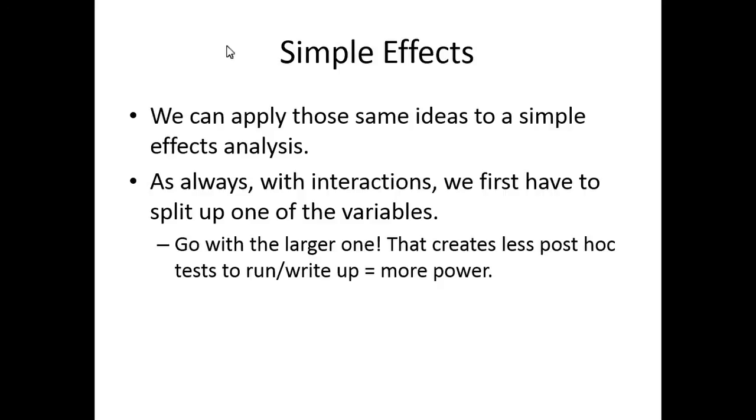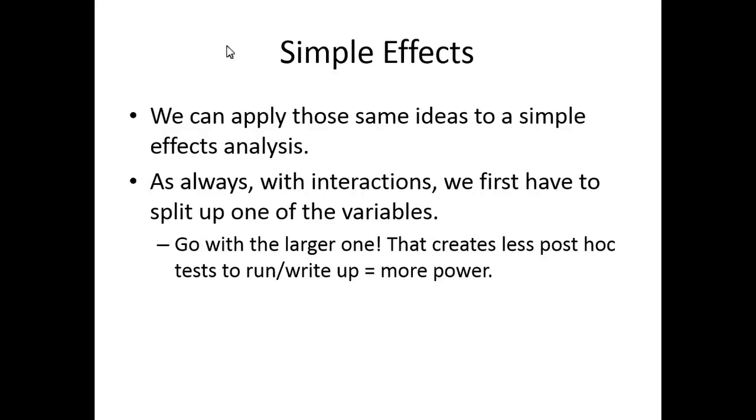So with interactions, you always have to split first. Like, you can't avoid it. I'm sorry. It's just not a thing. So I've got to split up my variables somehow on the larger one. I know that's more lines of code, but it creates fewer post hocs, so it gives you more power. And in the grand scheme of things, you always want to run fewer tests to get more power to be able to publish it. So more lines equals more power.